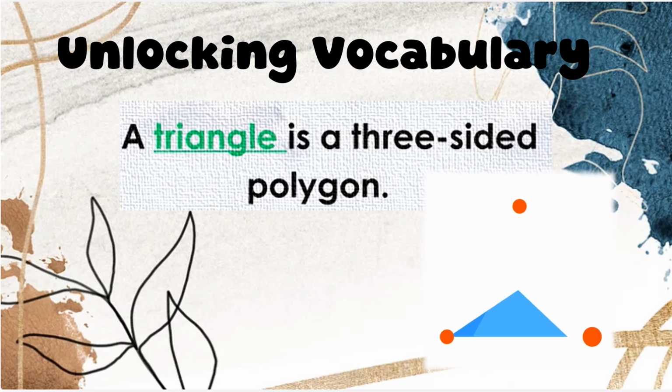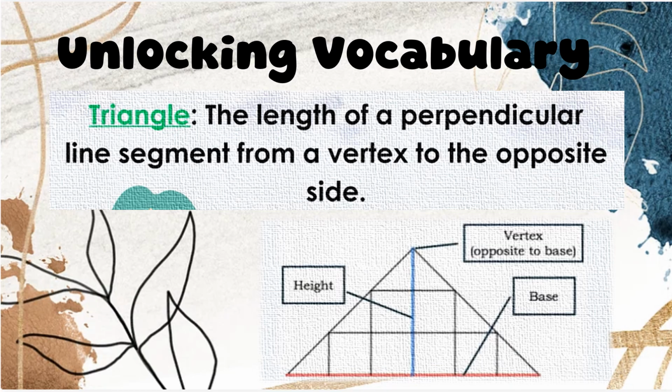A triangle is a three-sided polygon. So it's a polygon with 3 sides. It is called a triangle. The height is the length of a perpendicular line segment from a vertex to the opposite side. So the length of the perpendicular from the base is the height. This is the line segment in the center, perpendicular from the vertex to the opposite side. From the vertex to the opposite side, it's called the height.